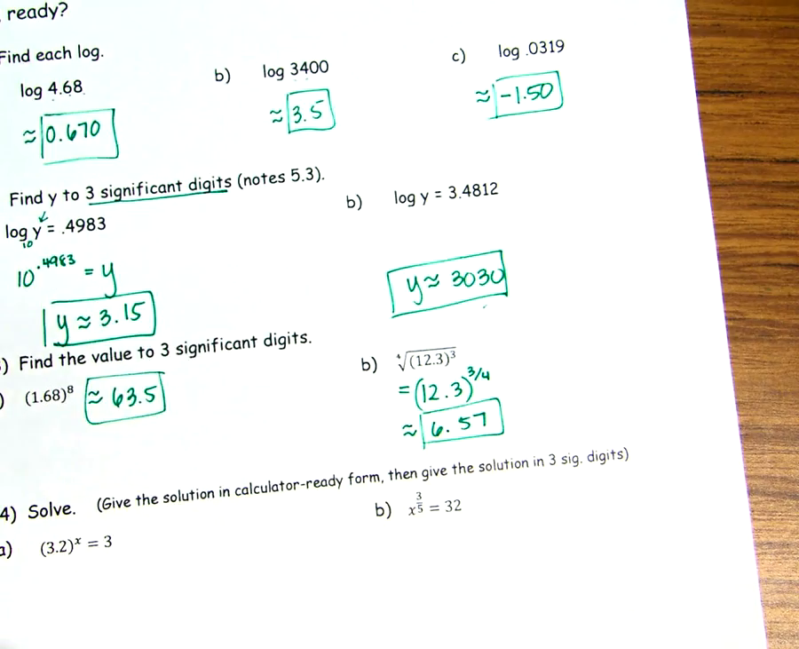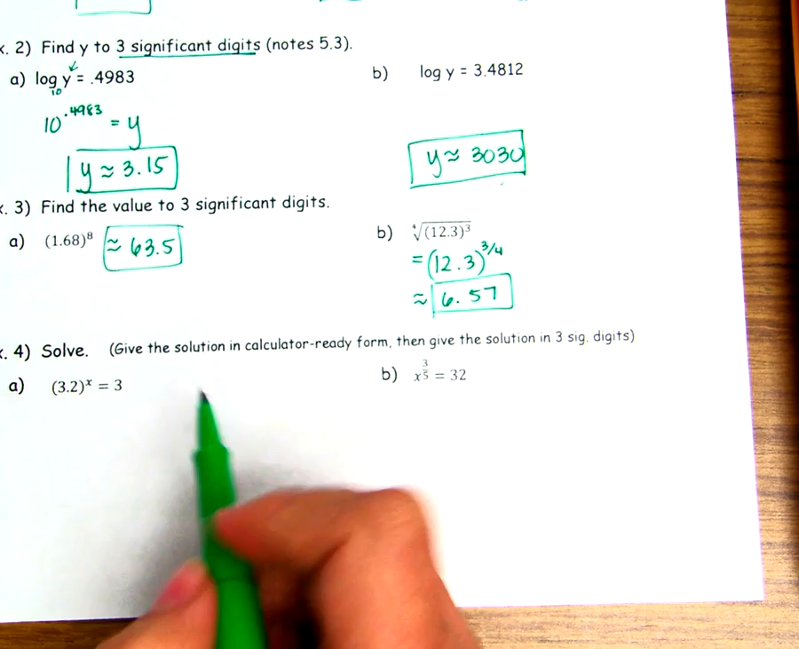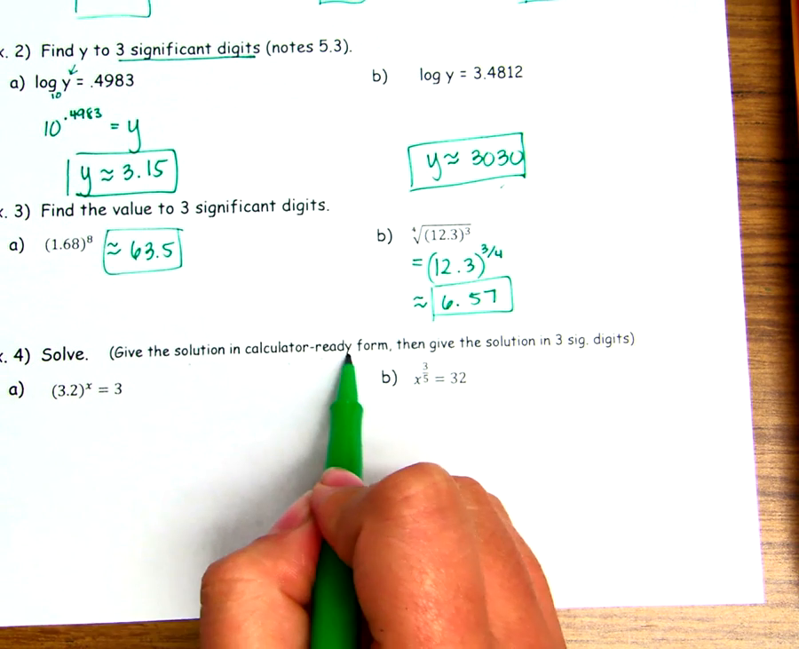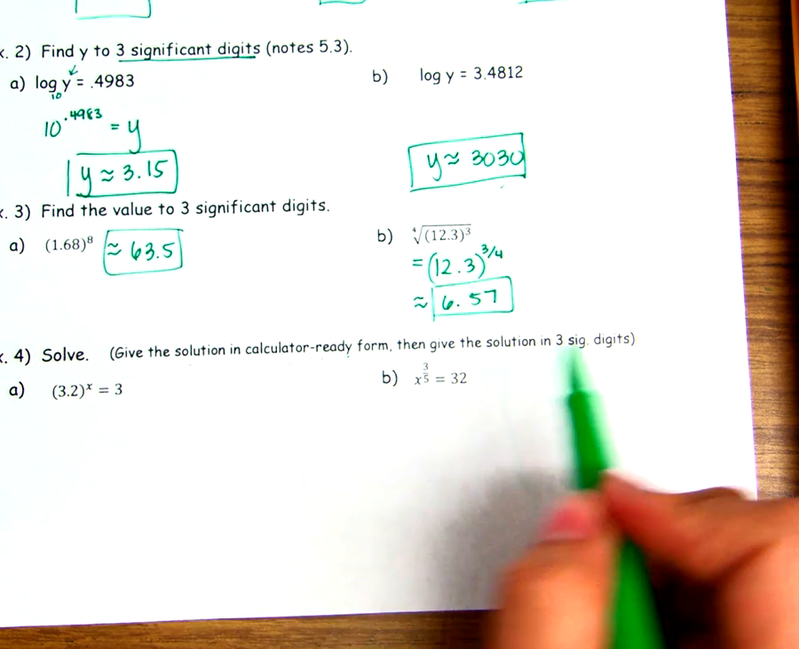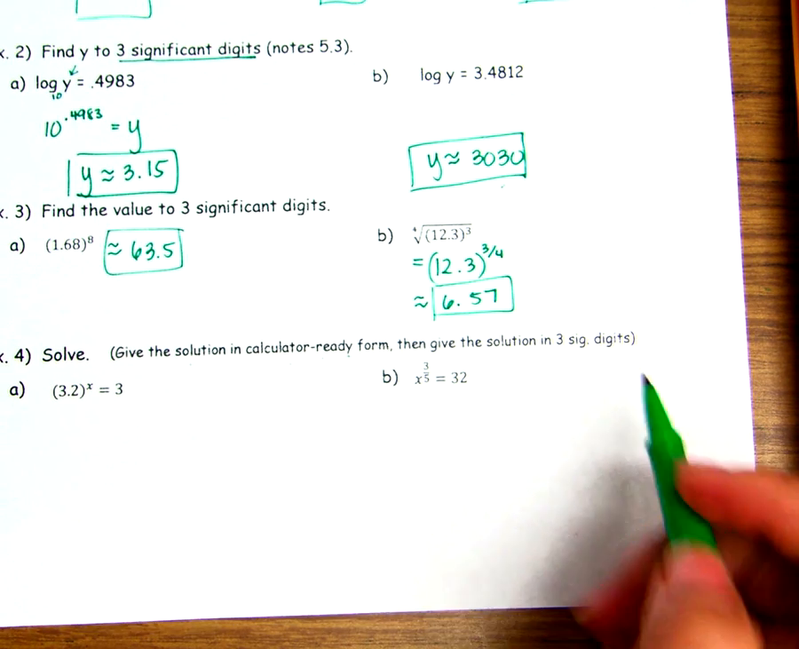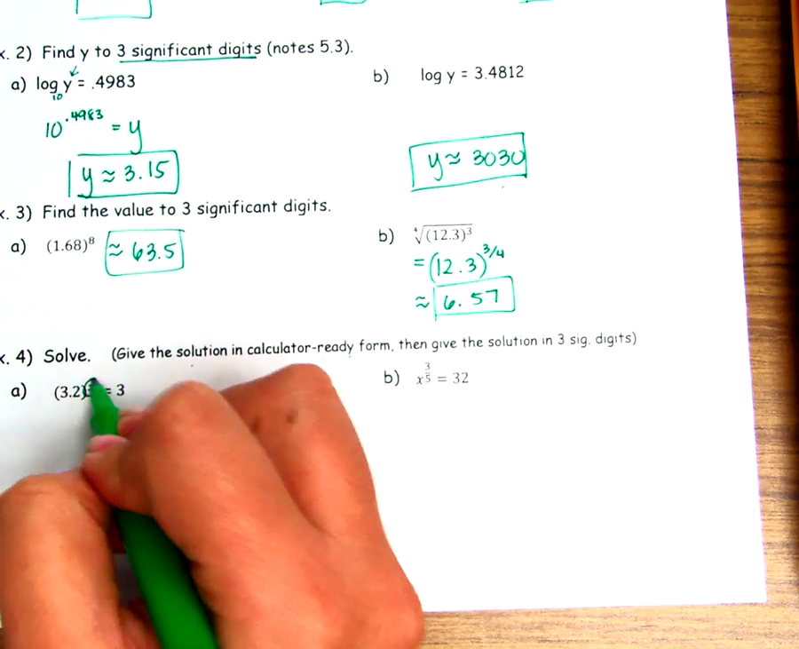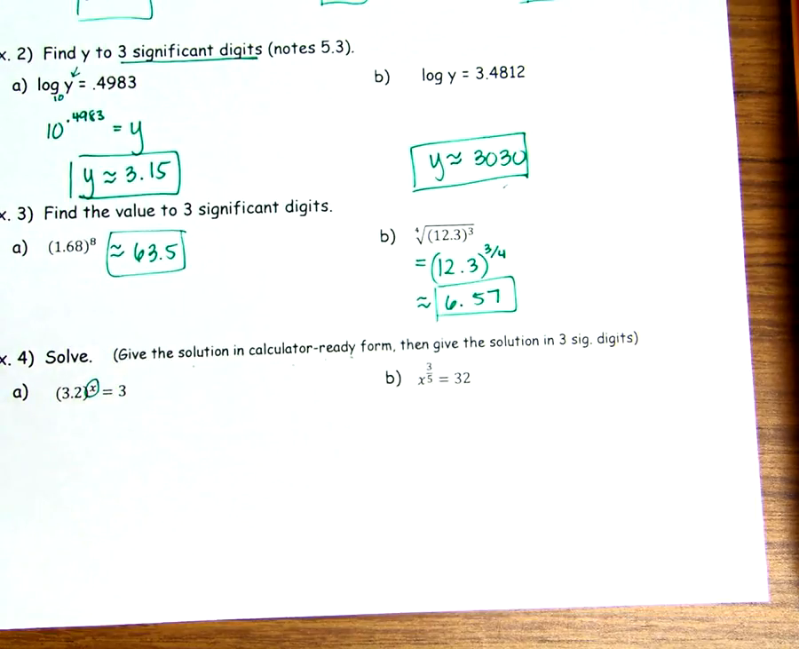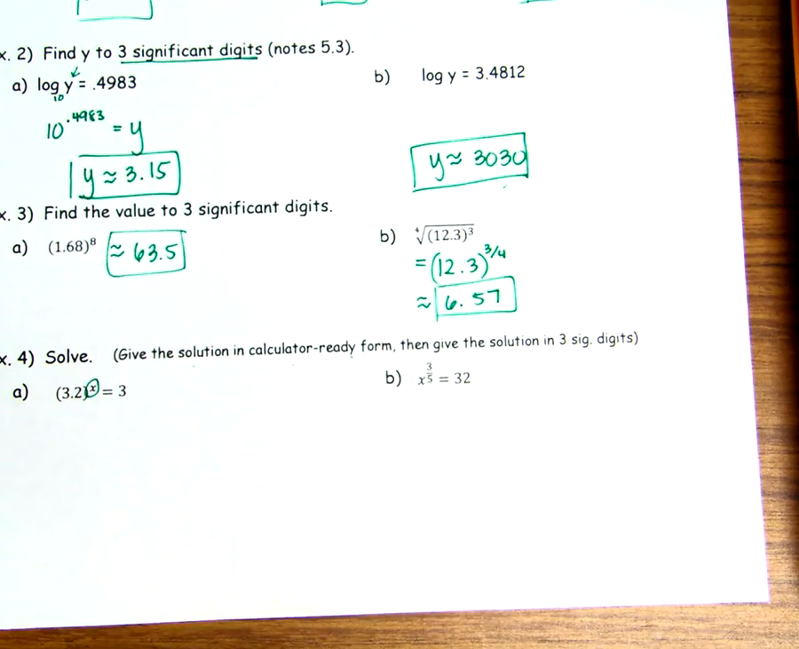Okay, almost done. So on example 4, it's asking us to give the solution in calculator ready form, meaning what is the exact solution that we're going to be plugging into our calculator, and then we're going to give our solution in 3 significant digits. So first, I want to solve for x. I can't really raise both sides to the power of 1 over x, because that just seems silly.